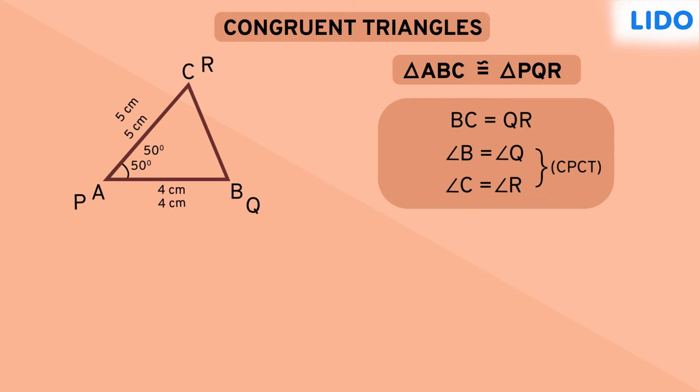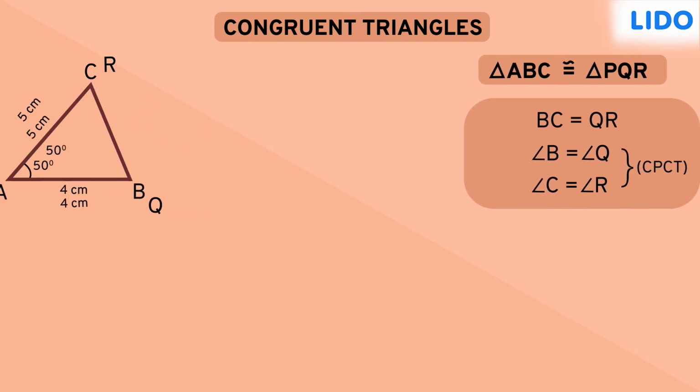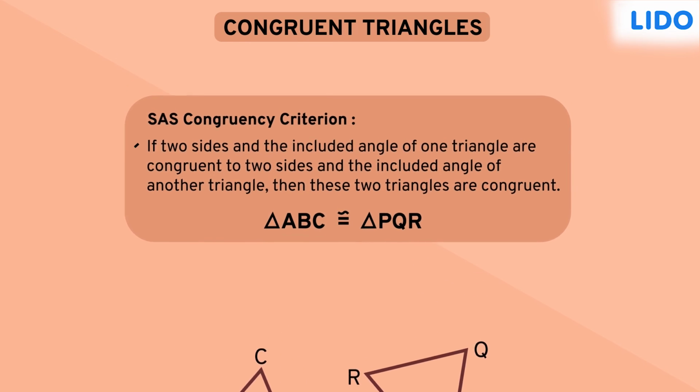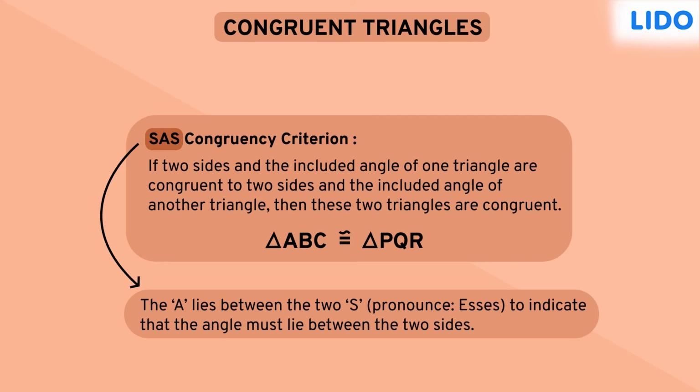This brings us to an important conclusion, that is, if two sides and their included angle in one triangle are equal to the two sides and their included angle in another triangle, then the two triangles are congruent. This rule is called the SAS criterion for congruence. Note that the A lies between the two S's to indicate that the angle must lie between the two sides.